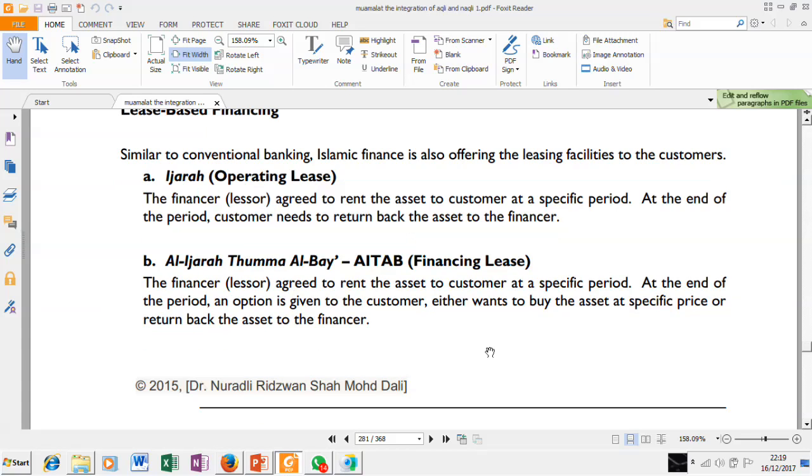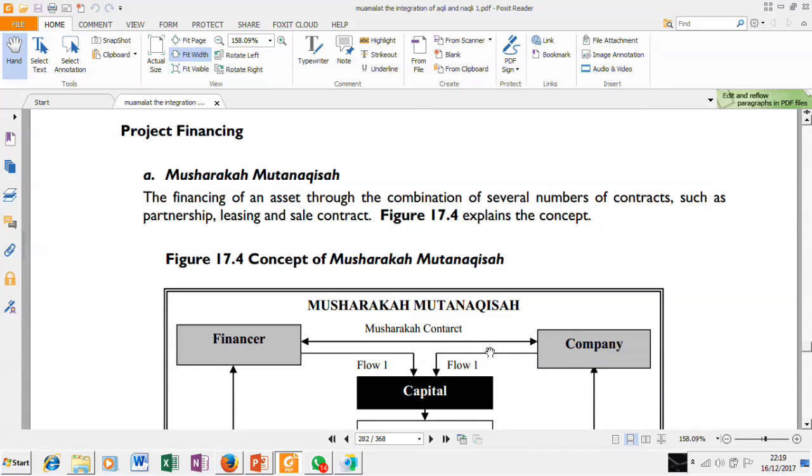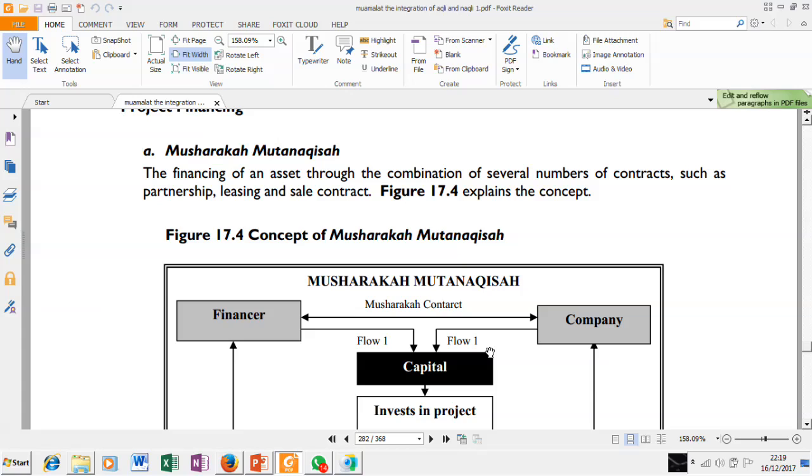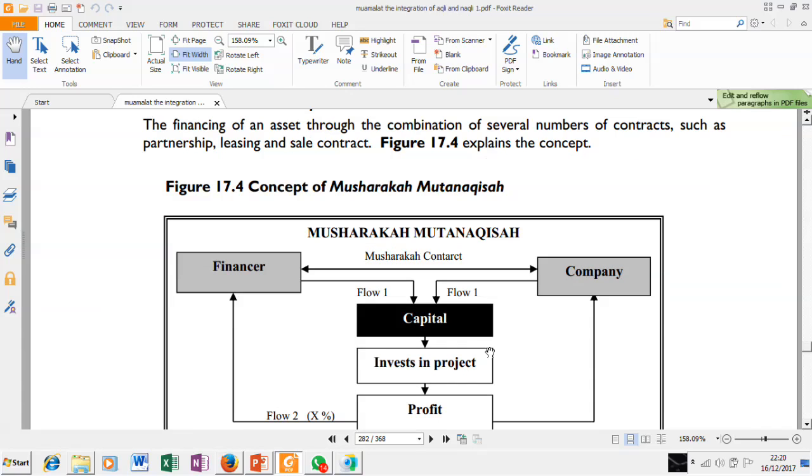Now let's look at the third one, which is based on project financing, which is musyarakah mutanakisah. This is a product which is being used by many of the Middle Eastern banking systems. Basically, it comprises partnership and also sale and purchase.